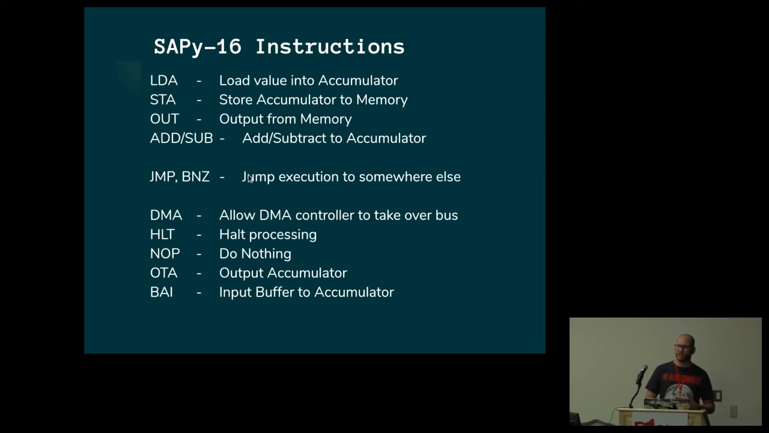Jump and branch not zero. The jump allows you to do loops, and the branch not zero actually makes you do conditional branching. So based on what math you do, you could branch one way or another. So that's what makes it Turing complete. If you know what that is, it can compute anything, because it has that branch not zero. Halt stops the processor. No op, it just does nothing. So if you need to slow down a loop for timing, you could do that. Output accumulator, that's so you don't have to put it in memory before you output it. You could just output directly from the CPU register. And the input buffer to accumulator, it's a hardware buffer that will load into the CPU from an external source. In this case, also a Python callback.